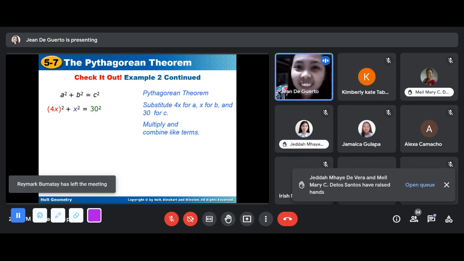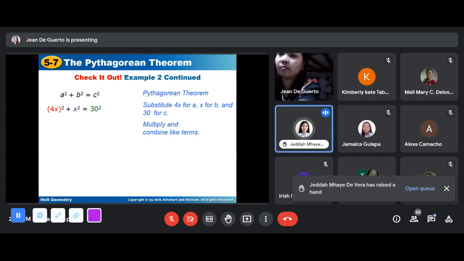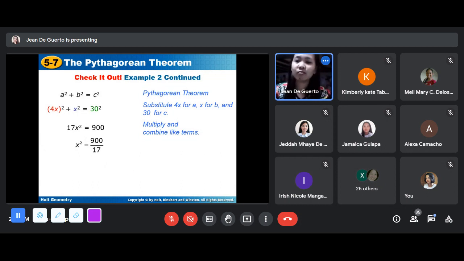Ma'am, 17x squared is equal to 900. Yes, we have 17x squared is equal to 900. Then, divide natin both sides, tama? So, therefore, yan yung magiging result. Okay, then extract the square root.